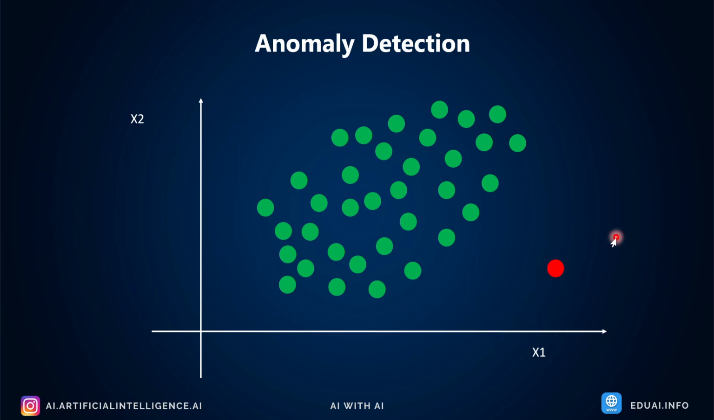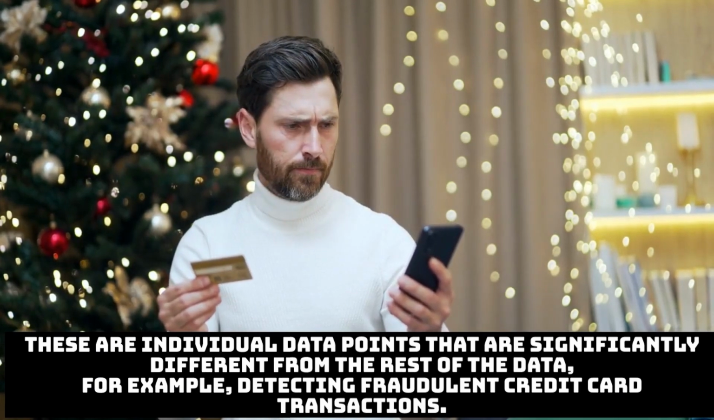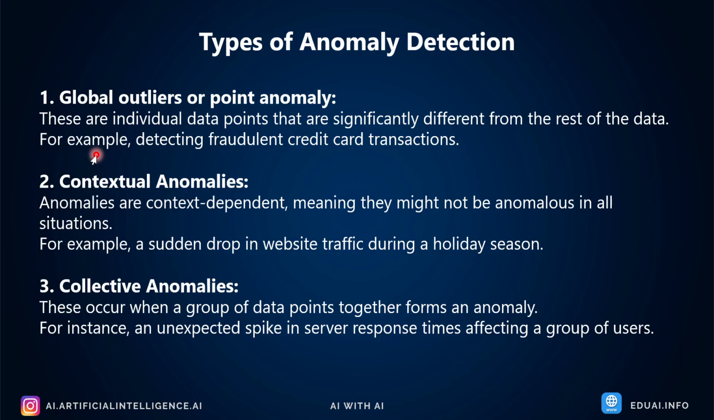So this is an outlier, right? This is not usual. This is 1 in a million. This is 1 in 1000. This kind of activity generally happens during fraud in credit card transactions. Okay, very simple. The next type that we have is contextual anomalies.